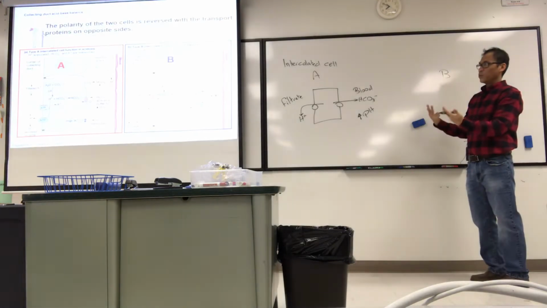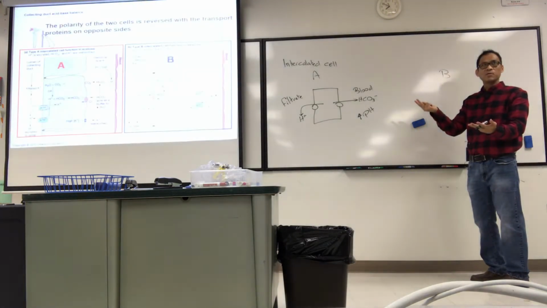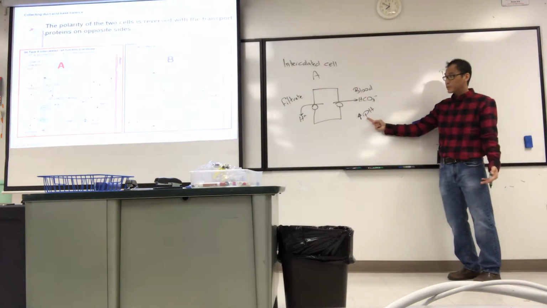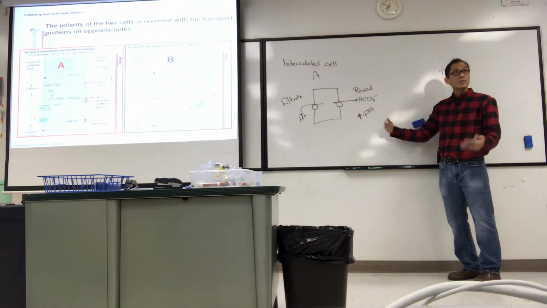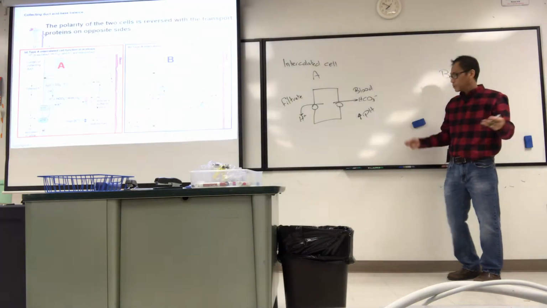And when would you want to do this? If pH is getting too high or too low? If pH is getting too low, this would compensate for that. So this is called the renal compensation for acidosis.